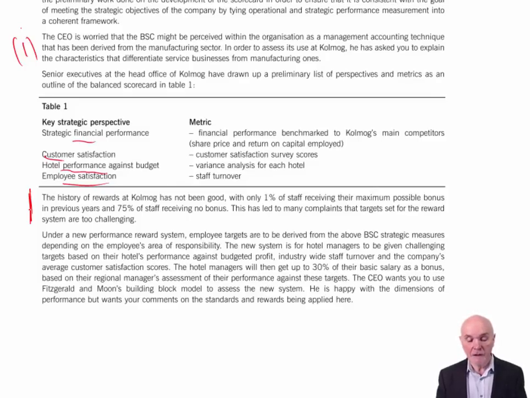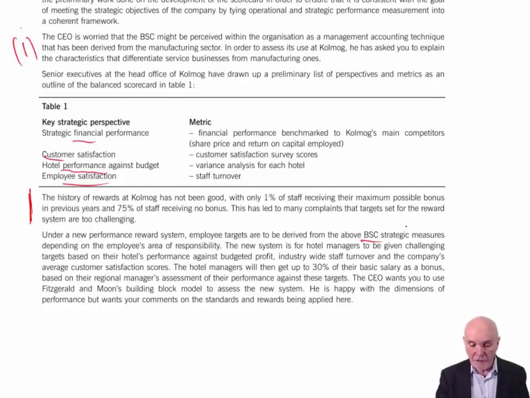Under a new performance reward system, employee targets are to be derived from the above BSC strategies. So we're going to be tying in rewards to that, depending on the employee's area of responsibility. Well, that's good, because one of the things you ought to be tying in with is, can I affect my bonus? If what I'm doing, the decisions I'm making, the way I function, can't possibly affect the outcomes, then it's not really fair or logical to connect bonuses to that.